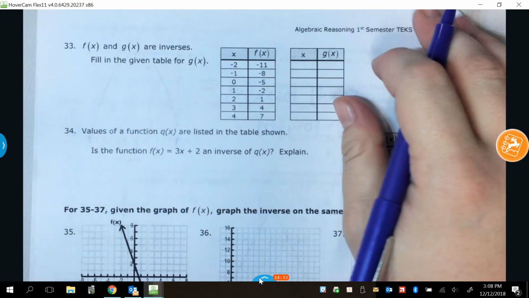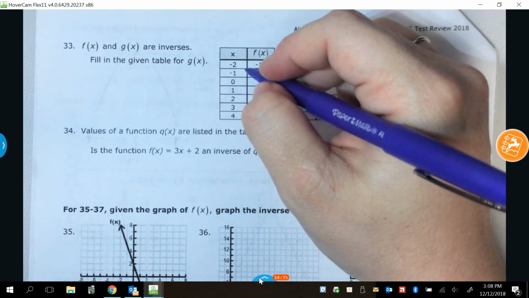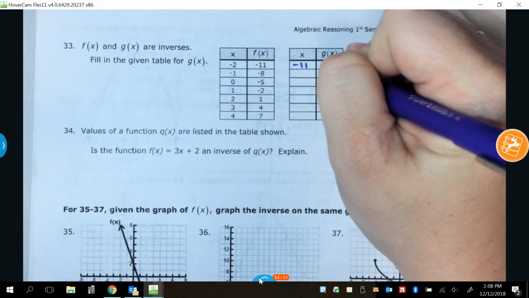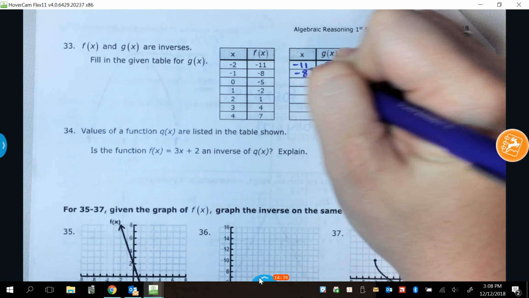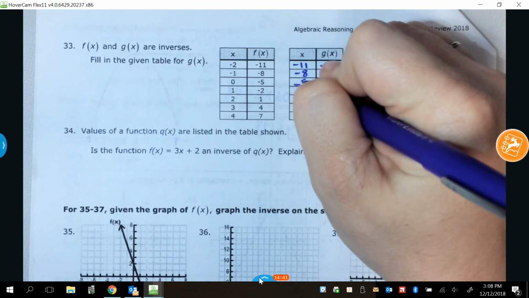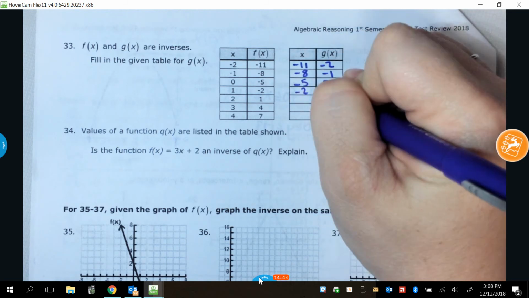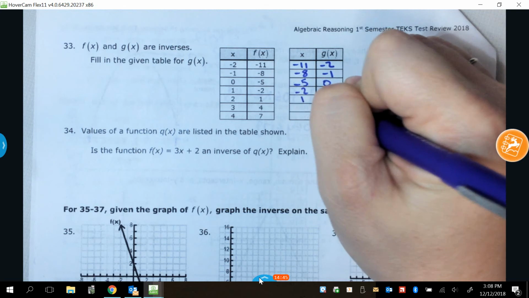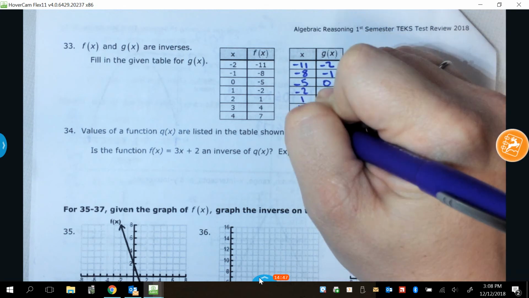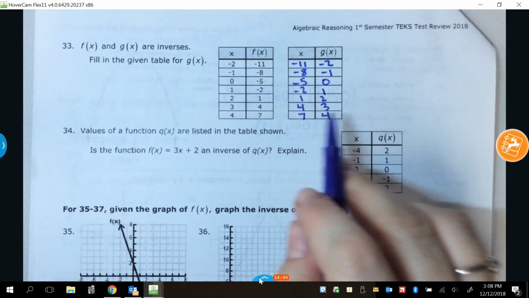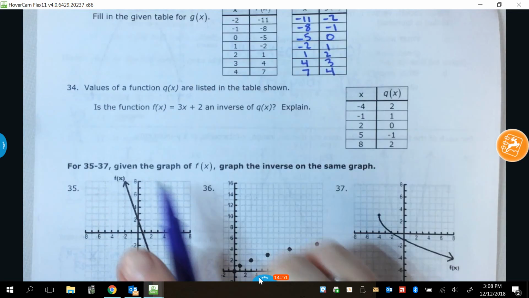F of x and g of x are inverses. Fill in the table. So remember, we're just going to flip them exactly. (-11, -2), (-8, -1), (-5, 0), (-2, 1), (1, 2), (4, 3), (7, 4). So we just flipped all the x and y's.